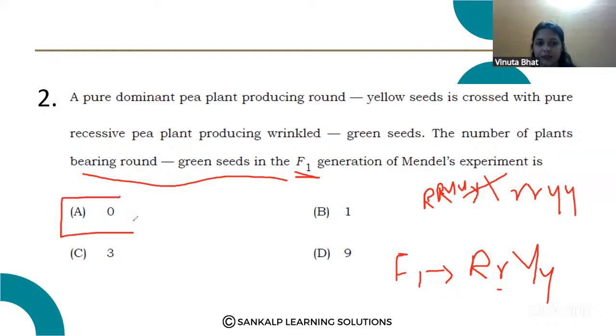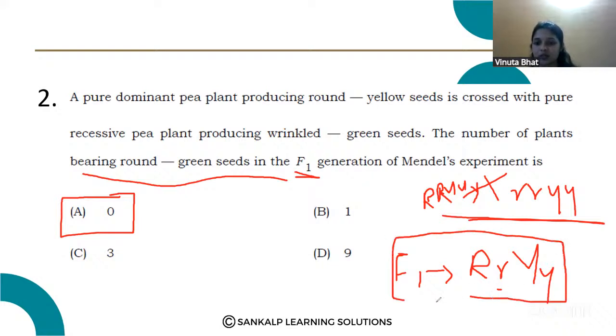Option A, the correct answer is 0. Round green seeds are not produced in this generation, because when you cross these plants, you will get round yellow seeds in the F1 generation. So the correct answer is 0. Please note down this question.